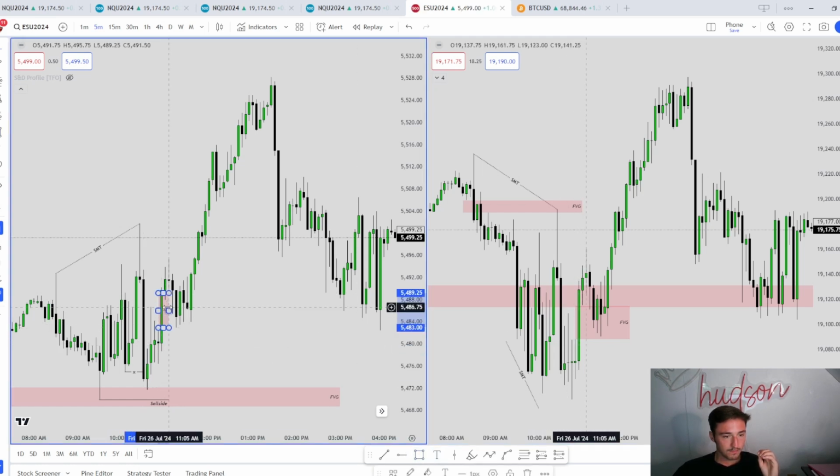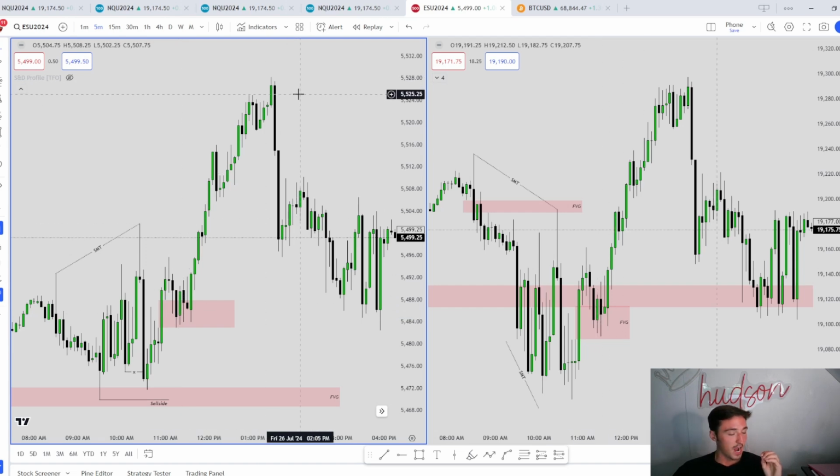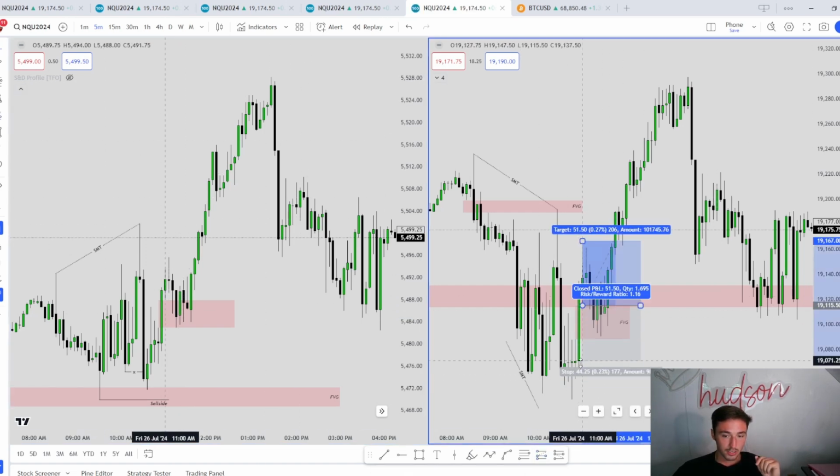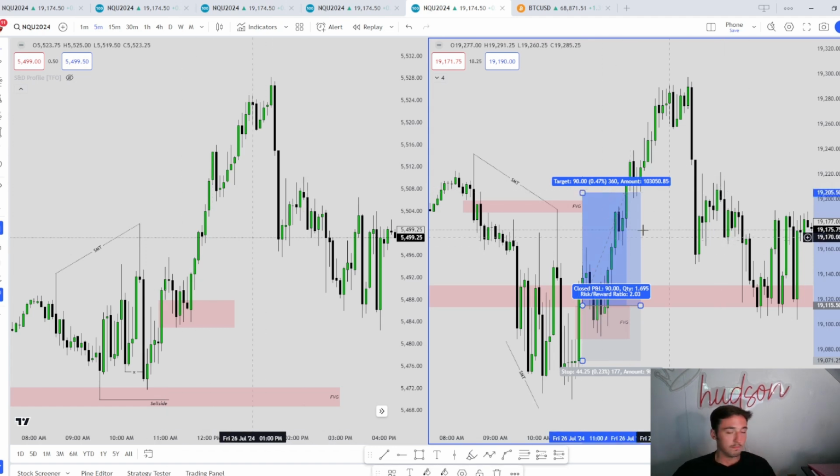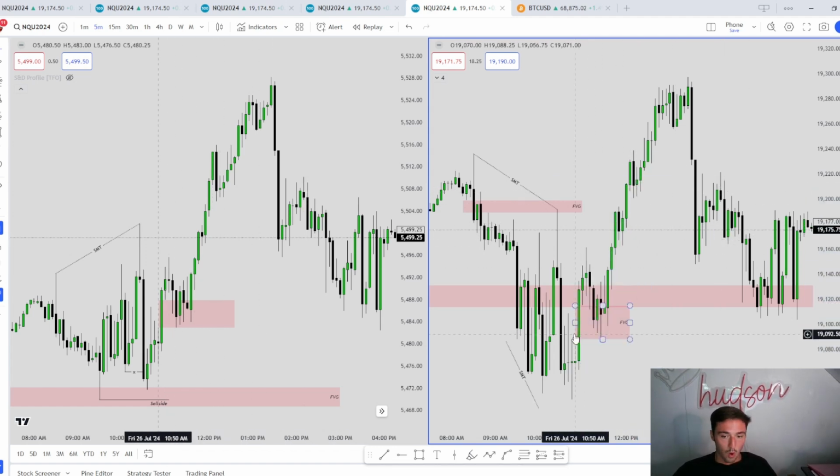Boom. We have the same displacement leg on the ES, and then we finally deliver higher. So if you want to have your regular 2R like I usually do, you can have a stop down here or right here, and then go for this buy side or a strict 2R, which would be right around there. Boom. So that is why this displacement leg works and this one doesn't.